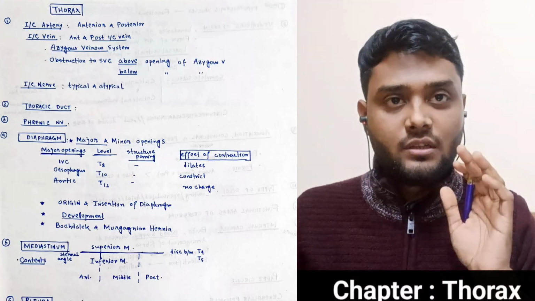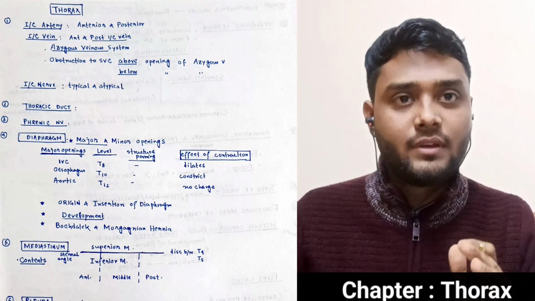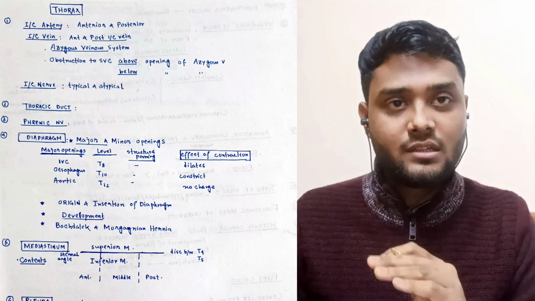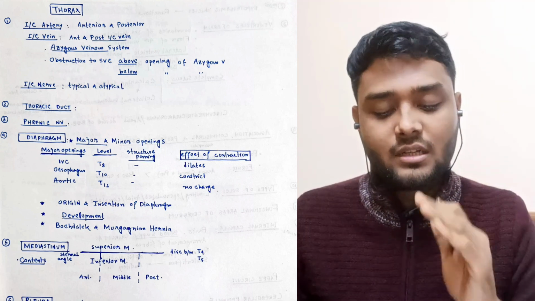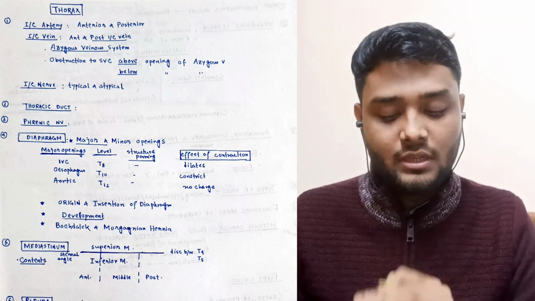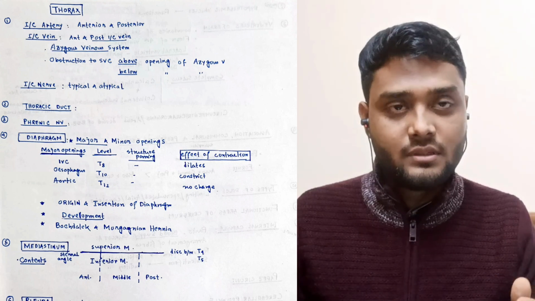In thorax, firstly you need to know the intercostal artery, intercostal vein, and intercostal nerve. You read it in detail. Intercostal artery: what are the anterior intercostal and posterior intercostal arteries? Intercostal vein, anterior and posterior intercostal veins. Azygos venous system, read it thoroughly. Obstruction to the SVC. What happens in obstruction to the SVC?